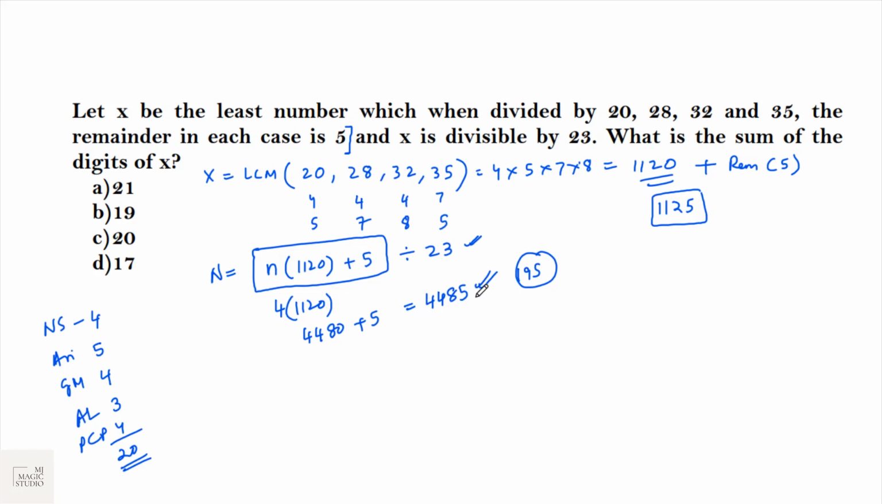Then 4485 is the smallest number which, when divided by 20, 28, 32, 35, leaves remainder 5 and is fully divisible by 23. So this is the number we are looking for. Now what is the sum of the digits of x? Now we need to find the sum of digits. That is 4 plus 4, 8, 8 plus 8, 16, plus 5 is 21. So option A fits in.